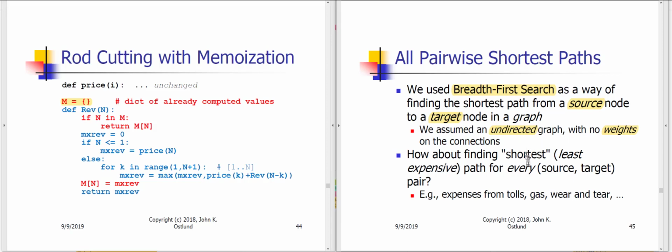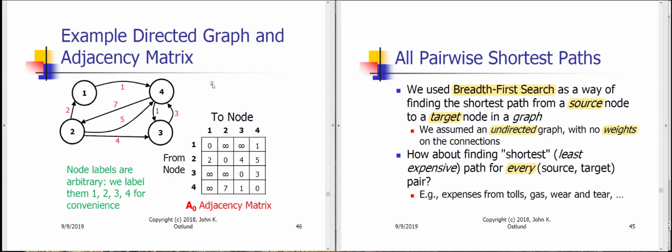Now we would like to look at the problem of finding the shortest path, or what we might call the least expensive path, from every source to every target throughout a graph. Here in the upper left corner on slide 46, we have a representation of a directed, weighted graph involving 4 nodes. The arrow indicates the direction that we can travel in, that is, we can go directly from node 1 to node 4. However, there is no direct connection from node 4 back to node 1.